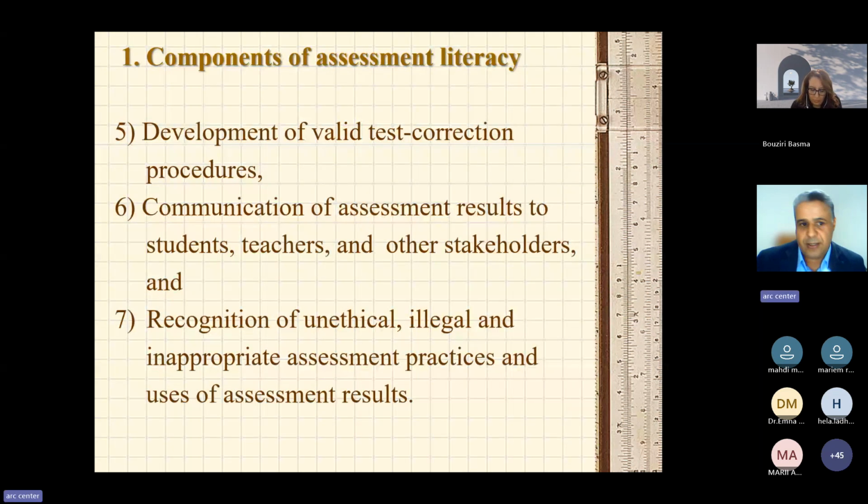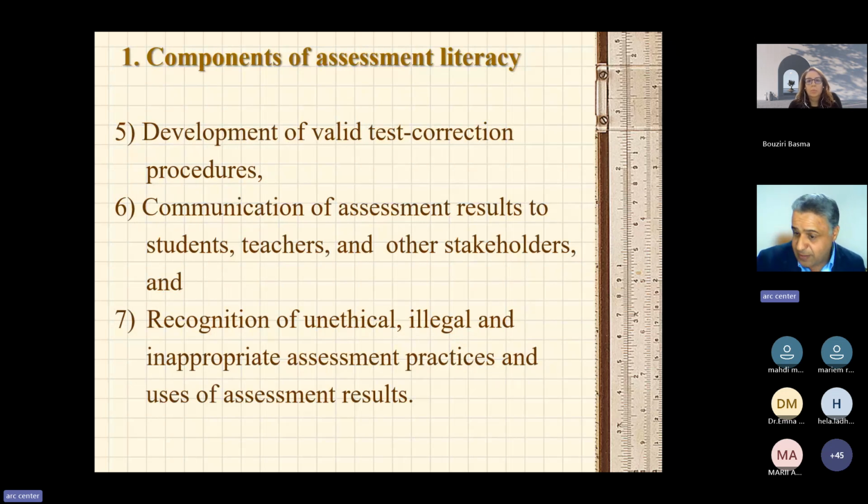Then the sixth component is communication of assessment results to the students. How do we communicate our assessment results to the students? Do we give them feedback? And in which way? How do we give feedback to the students? In some practices, we have some teachers, especially in primary school, who divide the classroom based on performance into those who are smart and those who are less, to call them less smart. And here, what kind of messages are we sending to our students through such practices? So the way we communicate the results to our learners is very important.